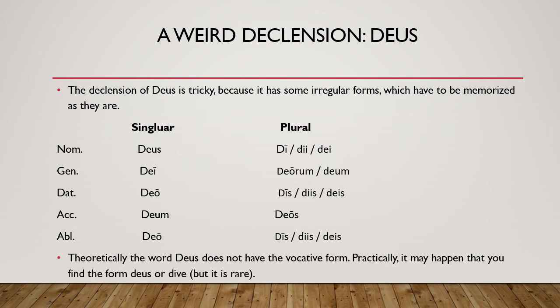In the end, I wanted to talk a little bit about DEUS, which your book lists in the notes for the first chapter, but I think that the best thing is to talk about it once you have learned the second declension. Because DEUS is one of those nouns which have an irregular declension. It means that we can find multiple forms for different cases. There is not much to explain here. The only thing you have to do is to memorize it.